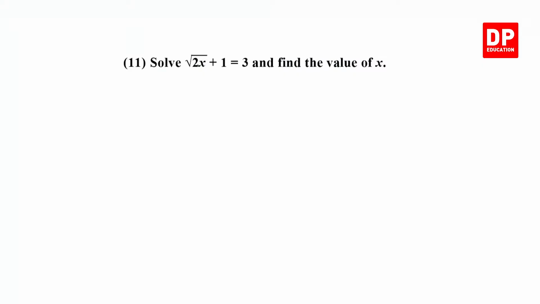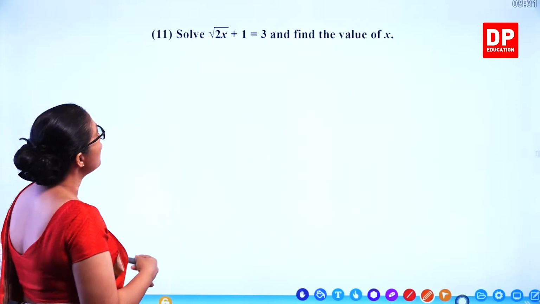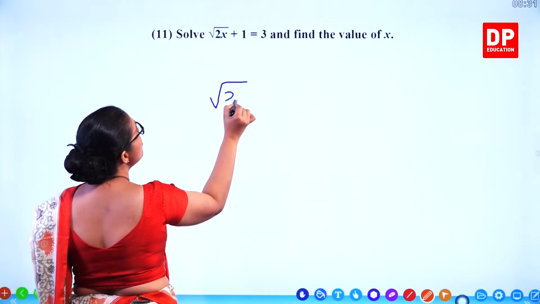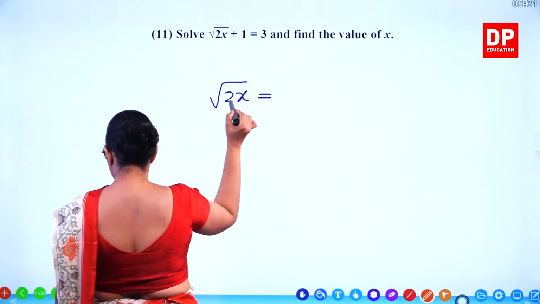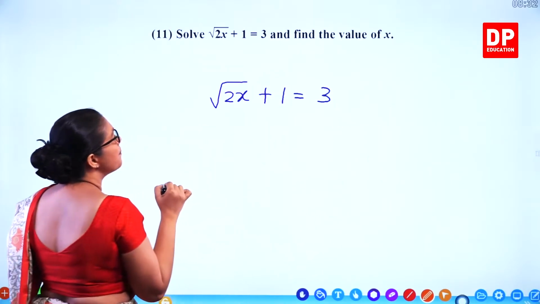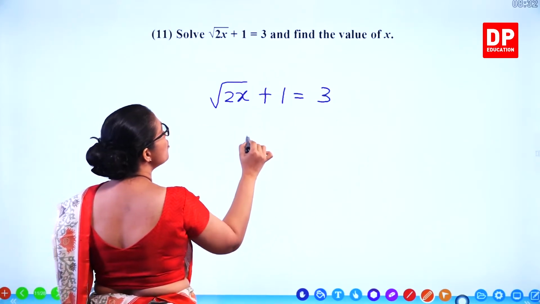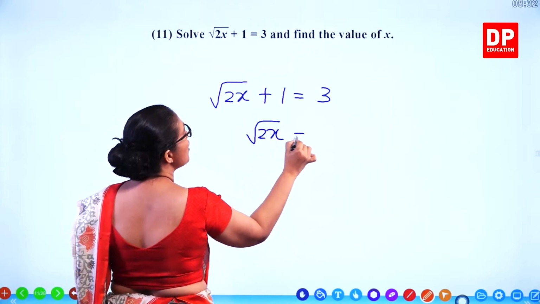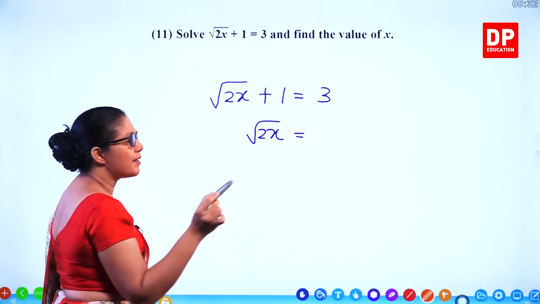Question number 11. Solve and find the value of x. Root 2x plus 1 is equal to 3. So what is root 2x? Take 1 to the other side. 3 minus 1. That's 2.